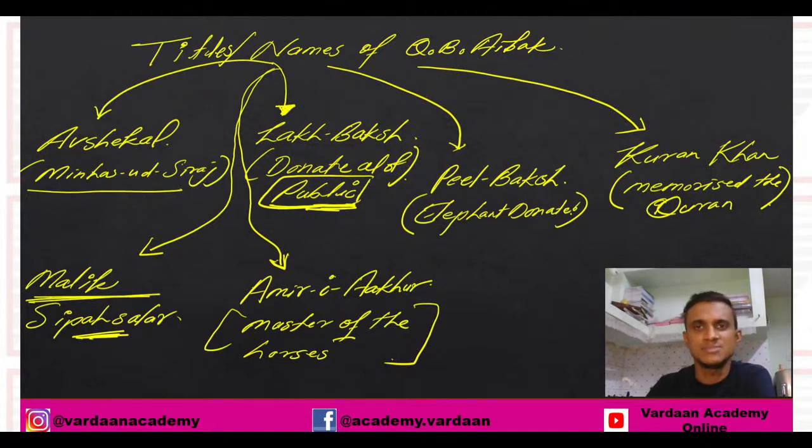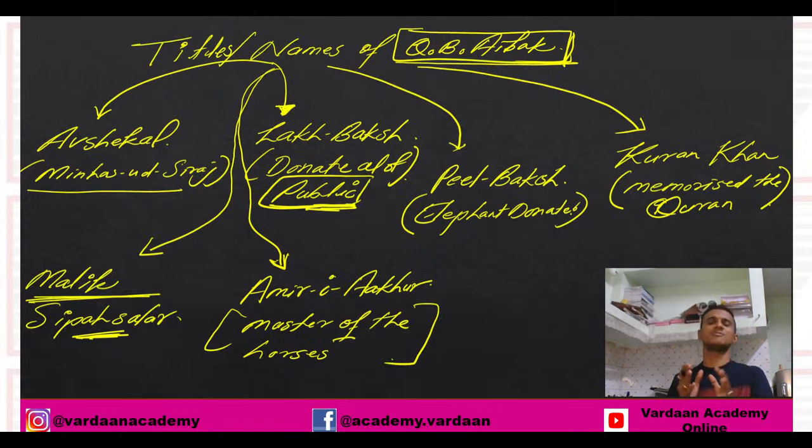So these are the various names, or titles, by which Qutub-Ud-Din-Aibak is called. While making your notes, you can make such a flowchart in your notebook so that in the future, when you turn pages and go back to your notes, it is easily available and easily readable for you. Once you have read it, I believe it will be very easy to memorize what Avshekal means, what Lakh Baksh, Peel Baksh, Quran Khan, Amir Akhur, Malik and Sipah Salar mean. These are the various names of Qutub-Ud-Din-Aibak.